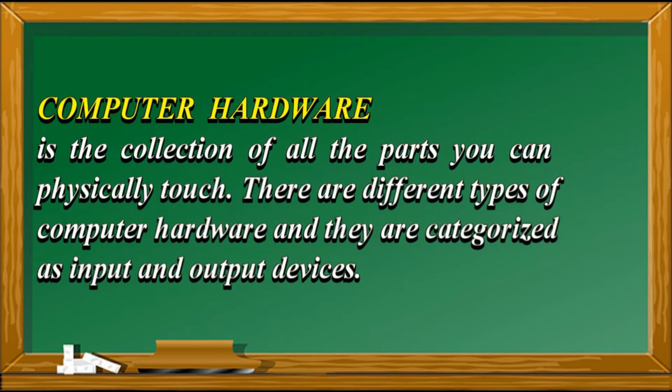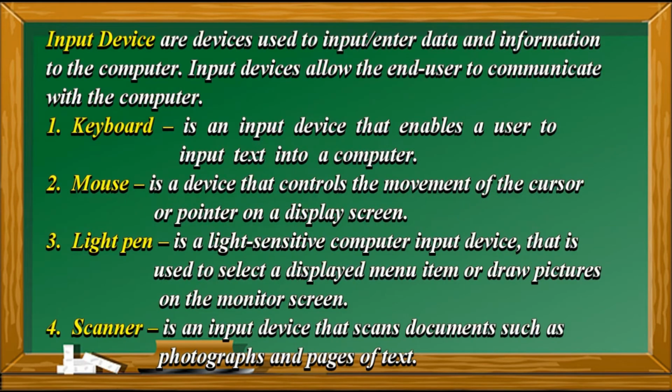Computer hardware is the collection of all the parts you can physically touch. There are different types of computer hardware and they are categorized as input and output devices. A. Input devices are devices used to enter data and information into the computer. Input devices allow the end user to communicate with the computer.